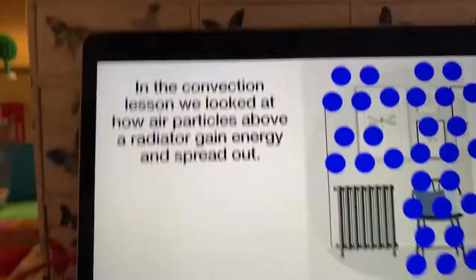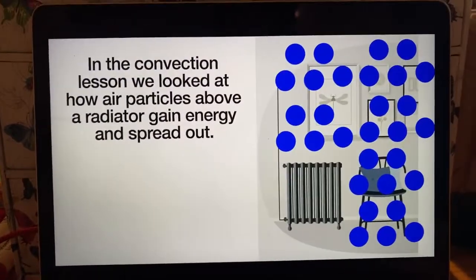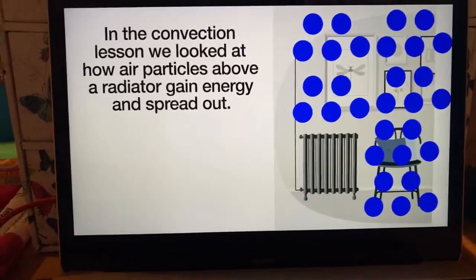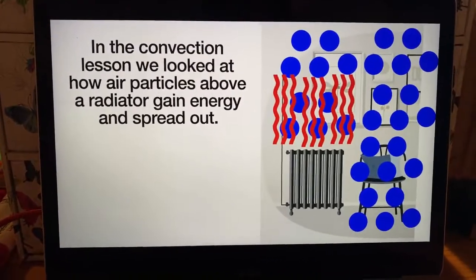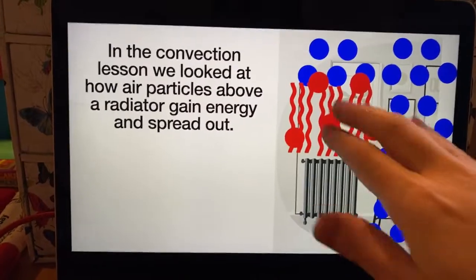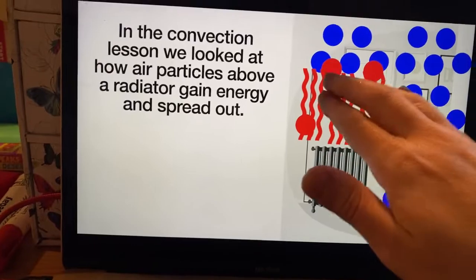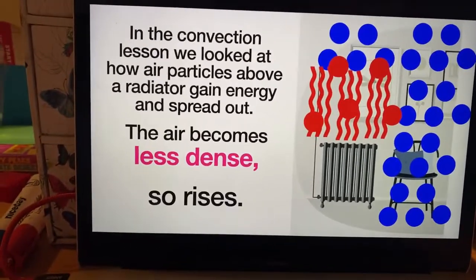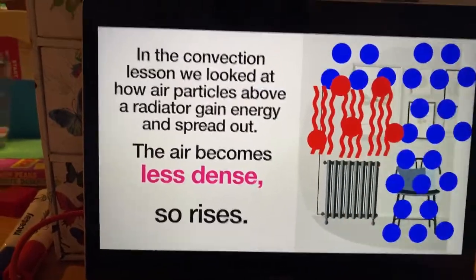If you've done my convection lesson, we looked at how air particles above a radiator, they're cold, the particles are close together, and they gain energy. So what happens? Well, those warm air particles, they spread out, right? They become less dense. We've looked at how warm air is less dense than cold air. Its particles are more spread out, and that is why they rise up. And that's the same with everything. Stuff that is less dense rises. So what you've got to do is get the air out of your Lego brick.